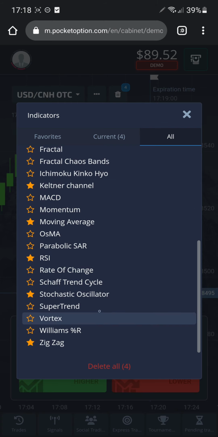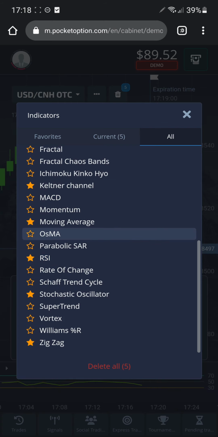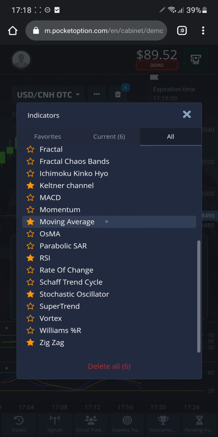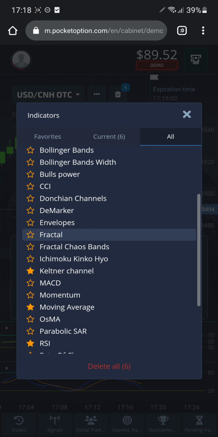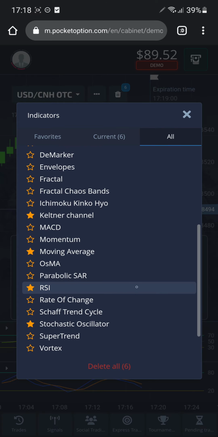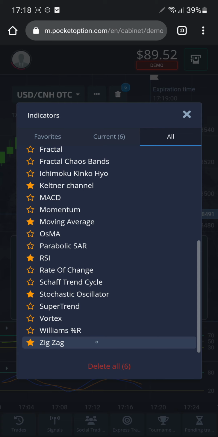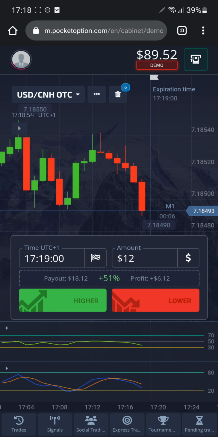So the first one I'd like to show us is the RSI, and the next one is stochastic. Now there are a few other ones I use, like moving average, Keltner channel. I think there's one other one. Yes, this one called zigzag. I use it a lot. So I'm going to show us how it works basically.